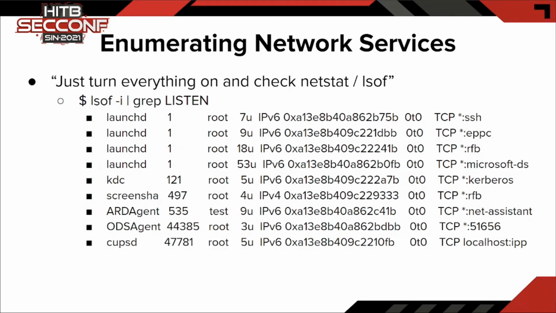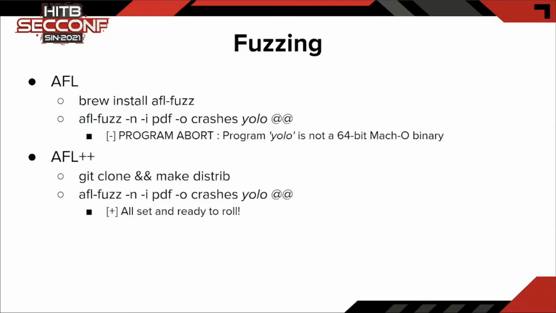So, you can see different stuff running here. Cups daemon, screen share, launchd has some different listening services, KDC, all that stuff. As far as fuzzing goes, if you try to run AFL on Mac, it's not going to work very well. A lot of the new development is on AFL++, and they've figured some of these different bugs out and added a ton more features. Can't say enough good things about that project. They're really continuing to push the state of the art for fuzzing and standardization on that.